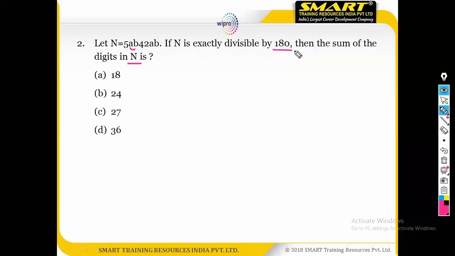N is exactly divisible by 180. Then the sum of the digits in n is, okay guys, here this number 5ab42ab is exactly divisible by 180. So if this number is divisible by 180, we can write 180 as 18 into 10. So this number must be divisible by 10 also, because 10 is a factor of 180. We all know when a number is divisible by 10, the last digit must be 0, right? The last digit must be 0.